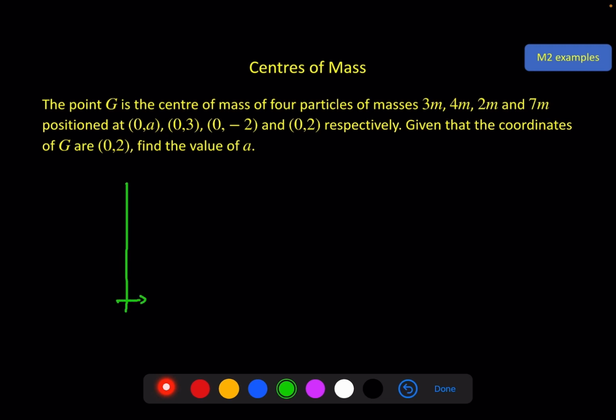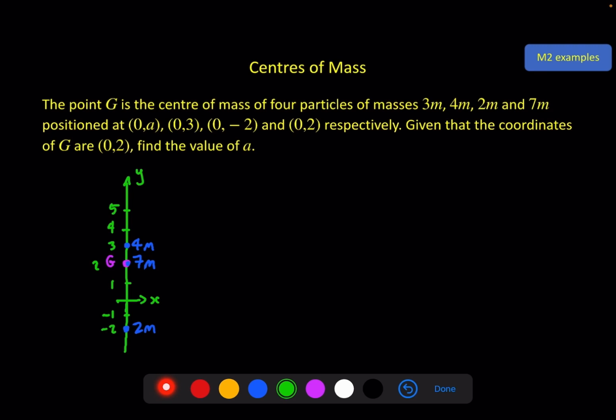So although this is one topic where I wouldn't actually draw the diagrams very often, I will draw this one just to help you visualize what's going on. So we've got quite a few things here. We've got G 0, 2, put that in purple about here. We've also got the 7m mass here as well. We've got something at 3, what's that? That's the 4m mass. Minus 2, that's the 2m mass. And then finally, the thing that we don't know, the 3m mass.